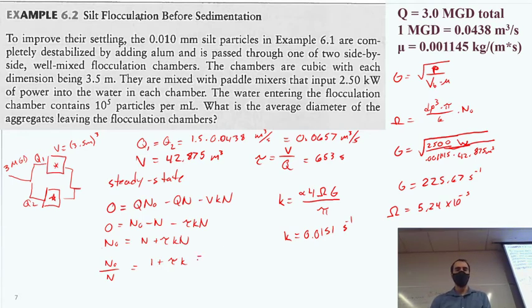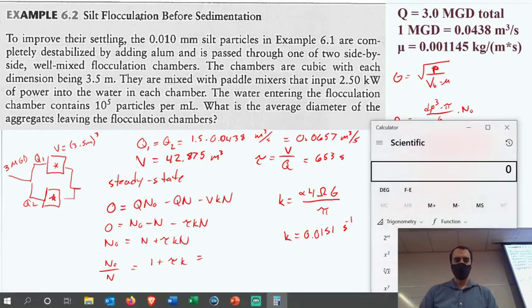So we'll say this is going to equal that 653 times 0.0151 plus 1. I'll do that on Excel real quick. Actually, we can just do that here. So 652. And what I just did on the calculator is the tau k, add 1, so it's 10.86.